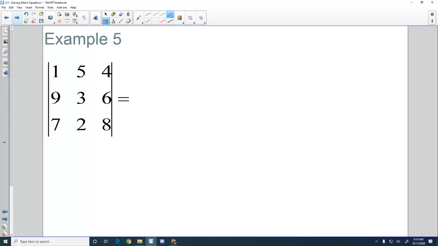Okay, let's actually calculate one. Just because we got time, right? We have time to calculate a 3 by 3 determinant. Let's do it. It's good practice. So first, we have to write down this matrix. 1, 5, 4, 9, 3, 6, 7, 2, 8. So we need to calculate the 3 by 3 determinant.